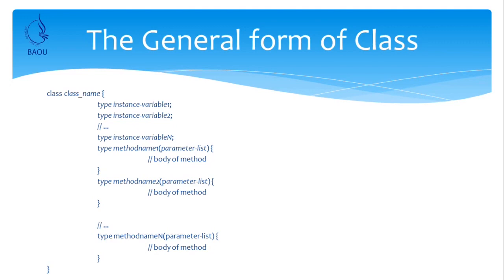Now, each instance variable has a different type and name. So, type indicates the type of instance variable. So, we can have one instance variable of one type and another instance variable of another type. So, you can define any number of instance variables inside class, and then we define methods of class.